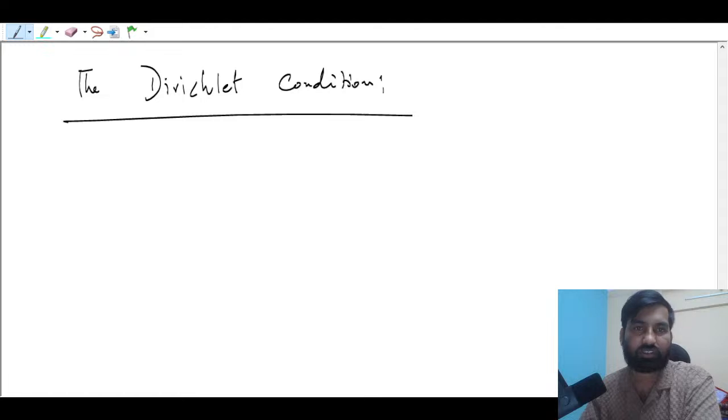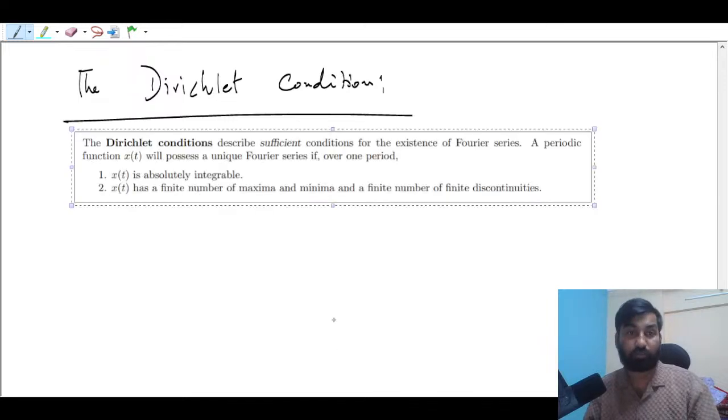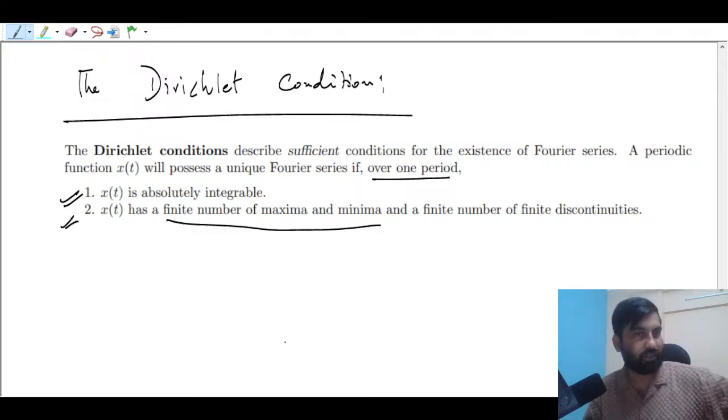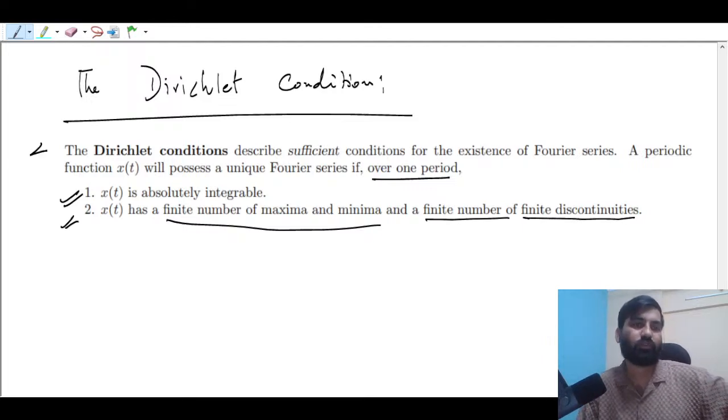So the Dirichlet condition describes a sufficient condition for the existence of the Fourier series, and the periodic function x(t) will have a unique Fourier series if, over one period only you have to check, right? Over one period, if x(t) is absolutely integrable and if x(t) has a finite number of maxima and minima and a finite number of finite discontinuities. Okay. This is known as the Dirichlet condition, and it is a sufficient condition for the existence of the Fourier series. Okay, that is very important to keep in mind.